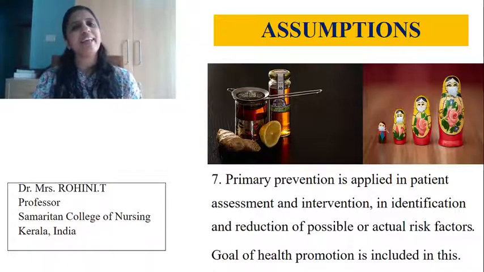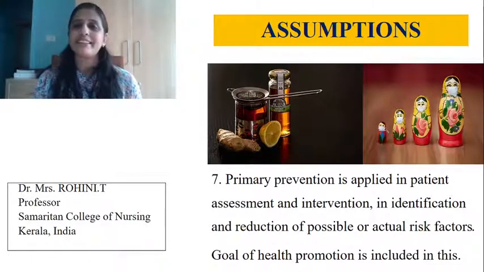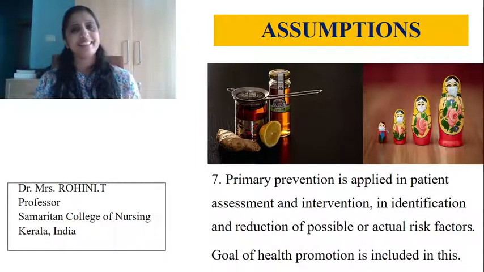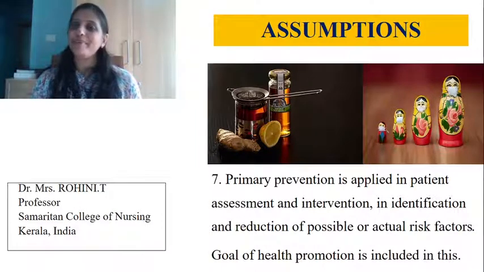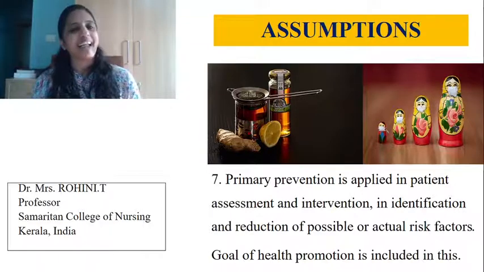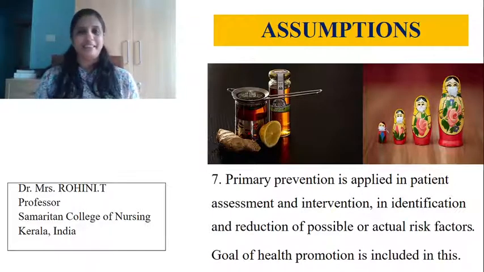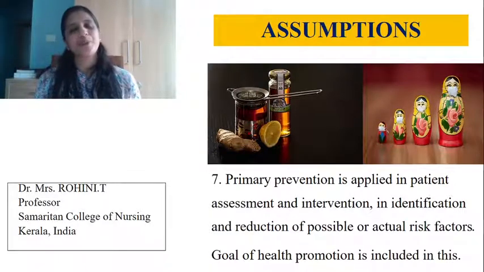Assumptions number 7, 8, 9 are very, very easy, because assumption 7 talks about primary prevention. Assumption number 8 will be secondary prevention, and assumption number 9 is tertiary prevention. Very easy to study Neuman's assumptions, no? So assumption number 7 is primary prevention.